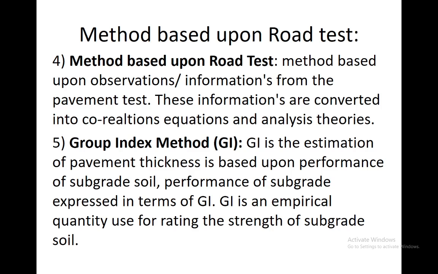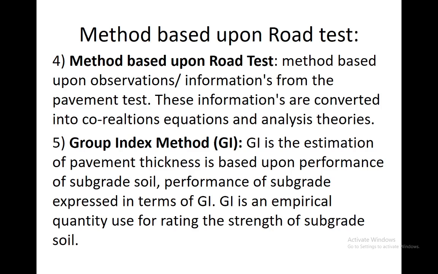The next method is the one where we consider the road test parameter. Such a method is originally based on information or observation from tests which were already done on the pavement. Those observations are then converted into correlation equations which are used for pavement design. The most important thing about this method is that it is also an essential part of the AASHTO method for road design as well.